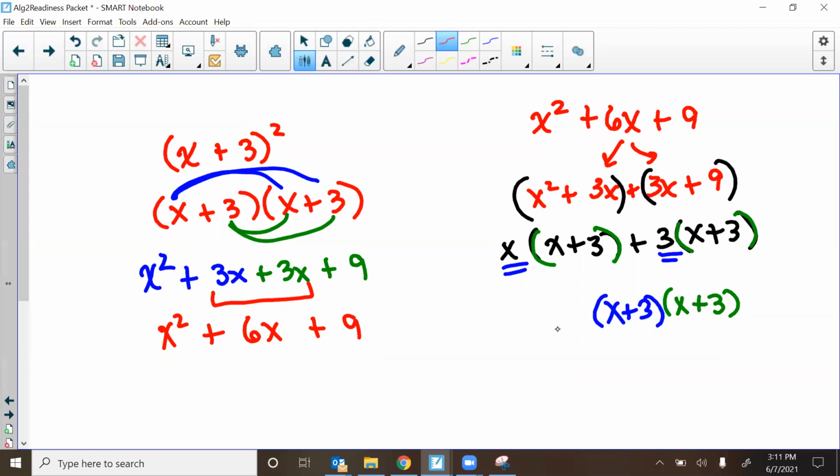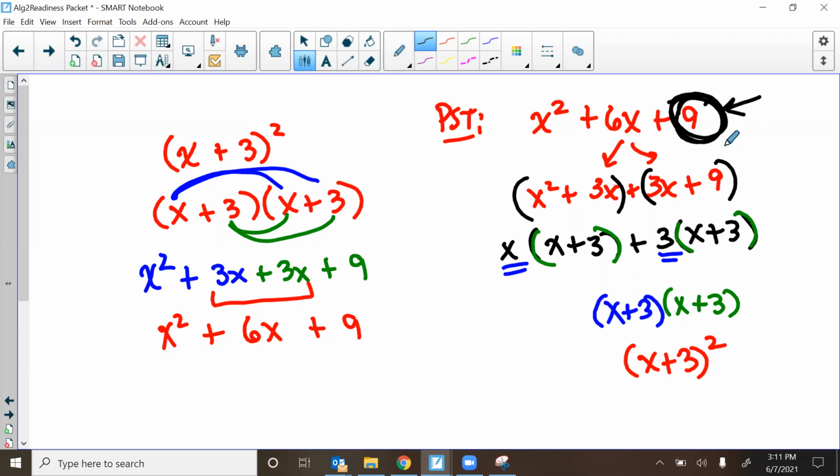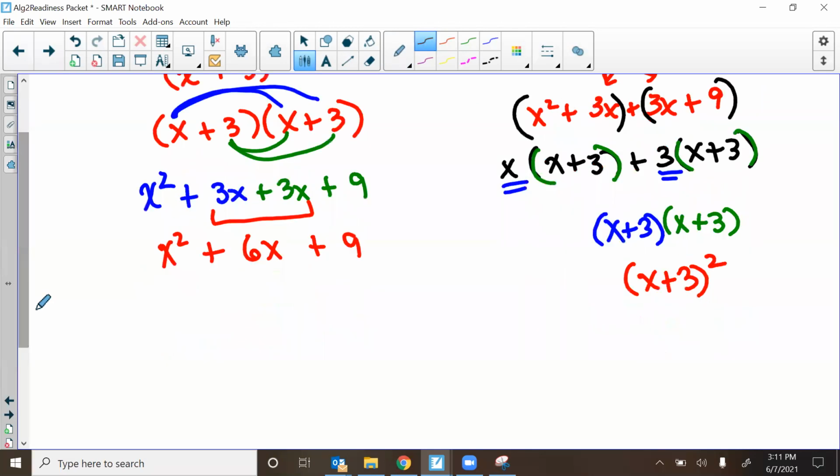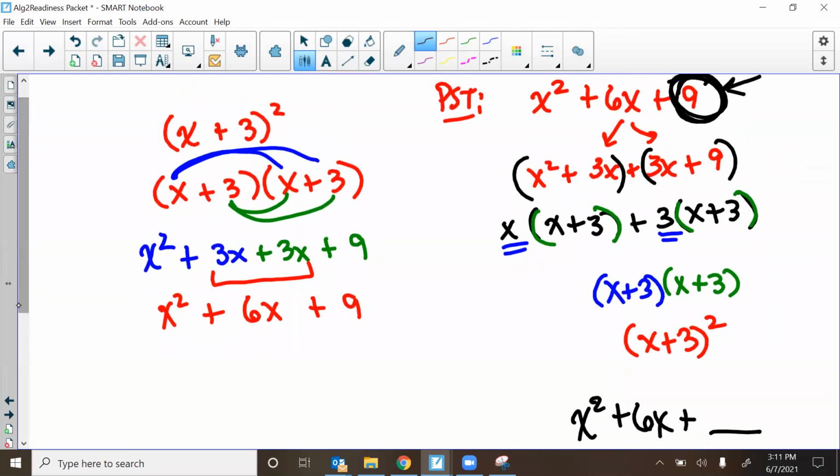So then this is x plus 3 times itself. So it's x plus 3 quantity squared. So this is what we call a perfect square trinomial. And the idea behind completing the square is finding the perfect number to make a perfect square trinomial. So for example, if the question said x squared plus 6x plus what would make a perfect square trinomial, you would have to figure out that it's 9.